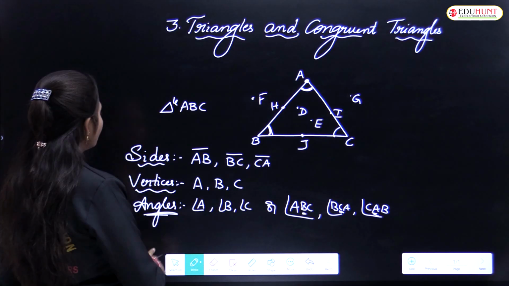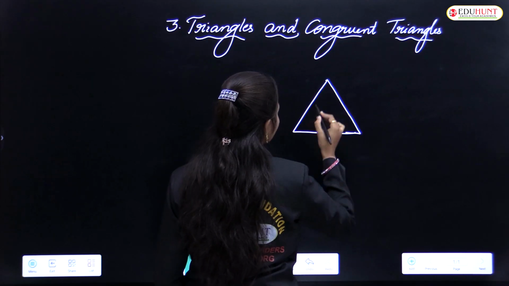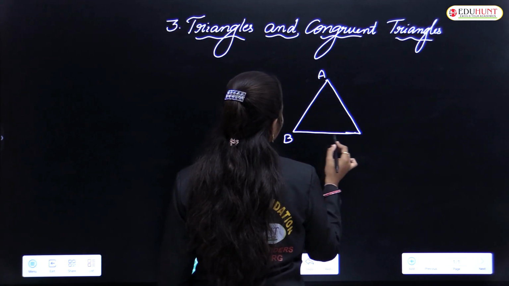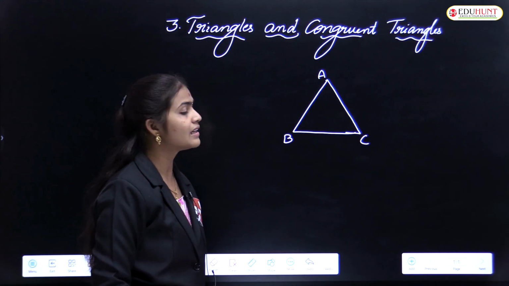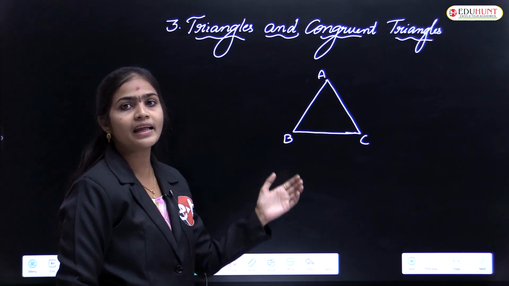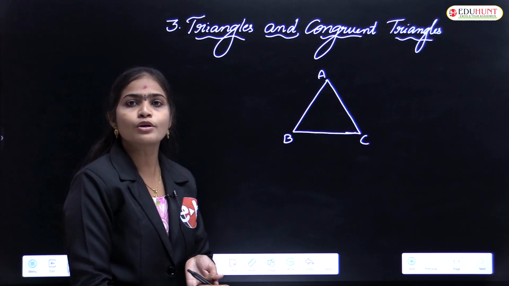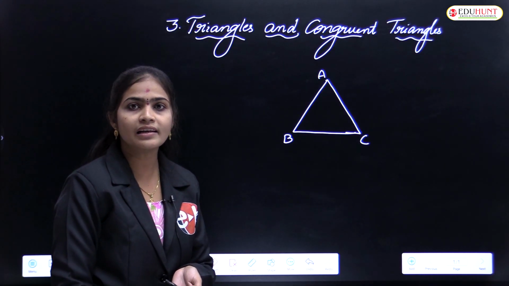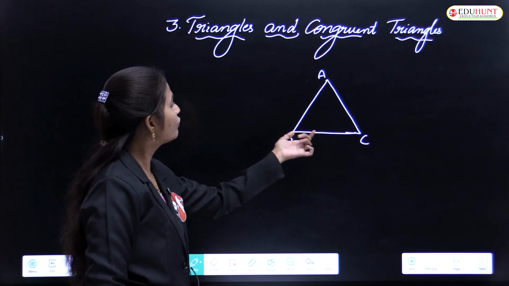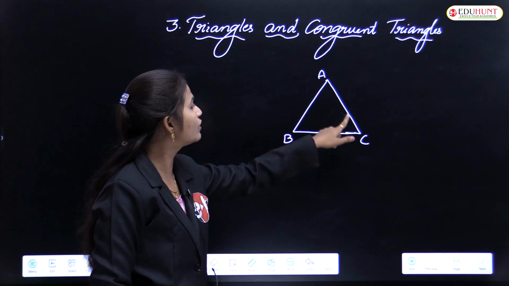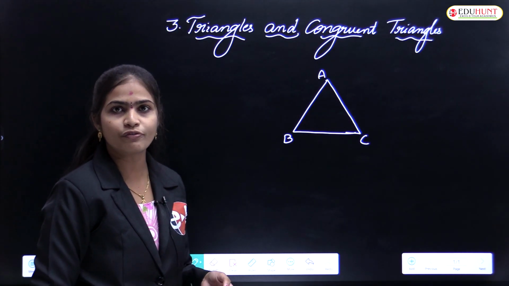Now here in triangle ABC, let's see how to measure the perimeter and area. From here onwards we can find the area and perimeter. So perimeter means what? The total length of the boundary of a figure, which means the total length of the line segments or sides of a triangle. That is called the perimeter of a triangle.